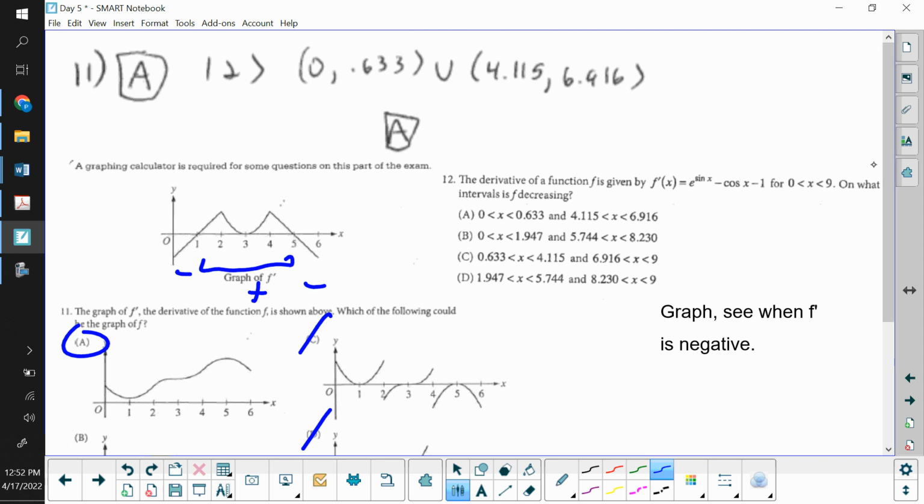In 12, you're just using your calculator. They gave you the derivative graph. When the derivative is negative, the original is decreasing, so just see which of those sets of intervals the derivative was negative. That would have matched with choice A.